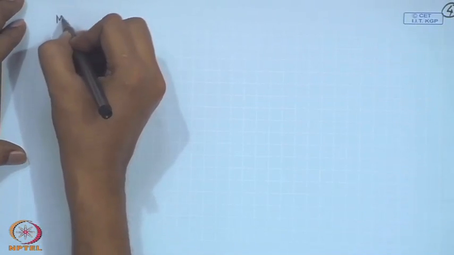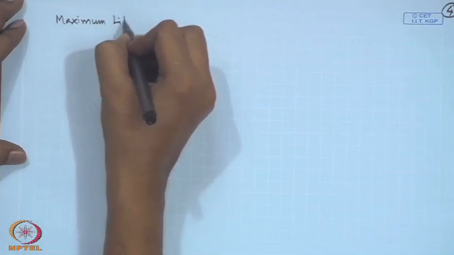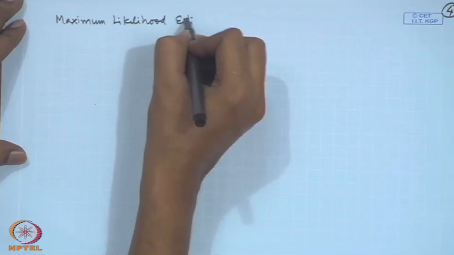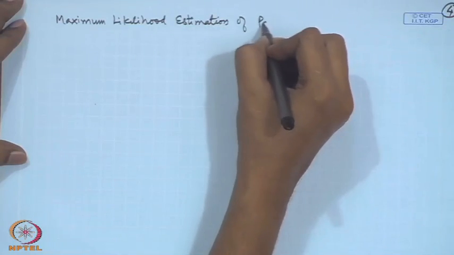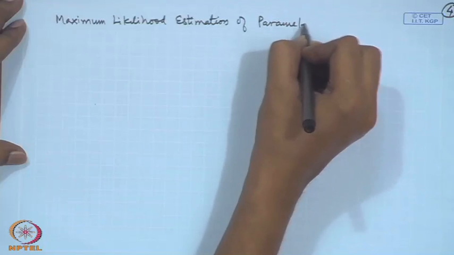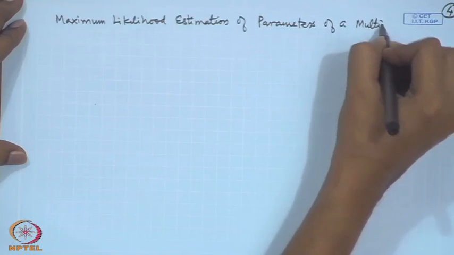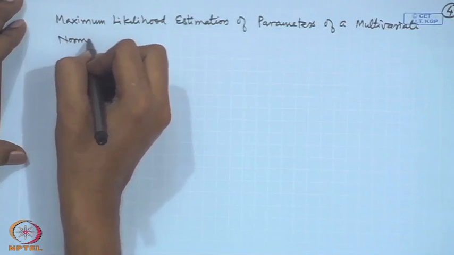So, maximum likelihood estimation of parameters of a multivariate normal distribution.